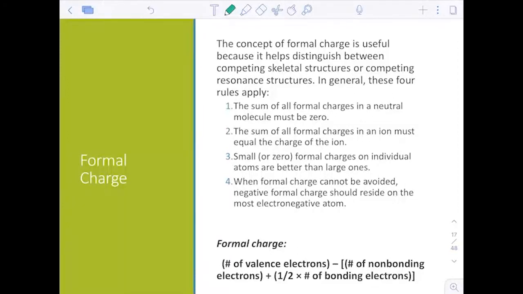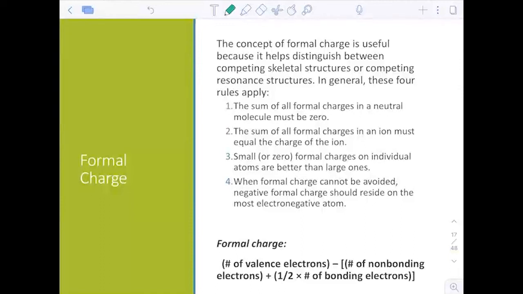Overall charges of +1, -1, +2, -2, we tend to see smaller charges. Plus ones and minus ones are very common. If you start seeing the plus twos and minus twos, then you might have done something weird. But overall, formal charges should equal the charge of the overall molecule.